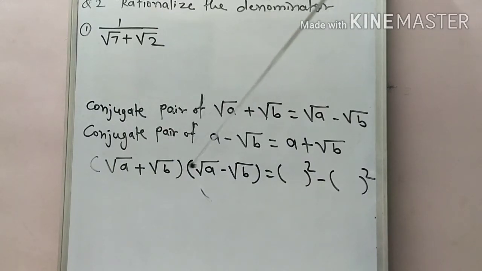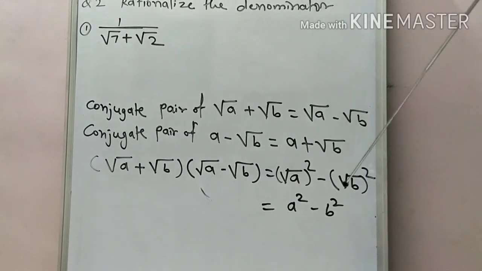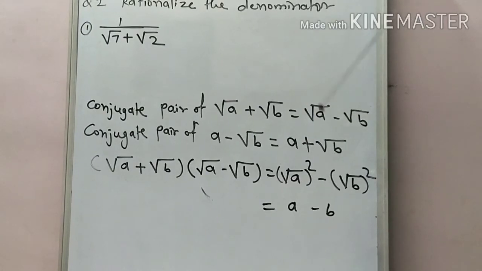So here, as we multiply the conjugate pairs, a means what? Root a, and b is root b. So we get root a square minus root b square, like this. So root a square means what? It's not a square; root a bracket square is a, and root b bracket square is b. So we get a minus b, which is a subtraction of rational numbers, and subtraction of rational numbers is rational. So like this we rationalize the denominator.